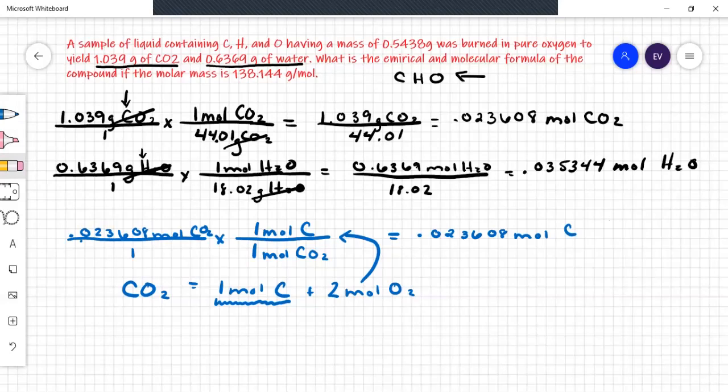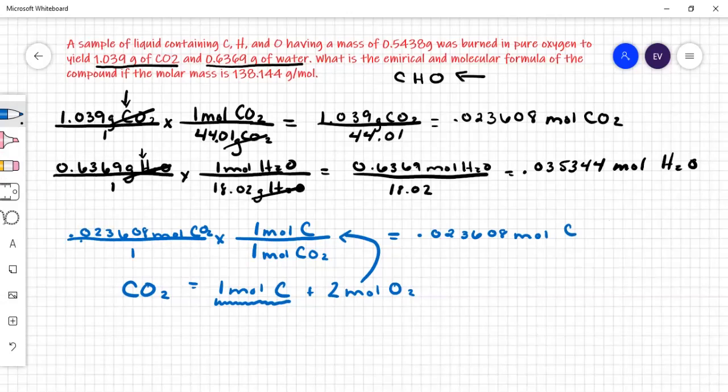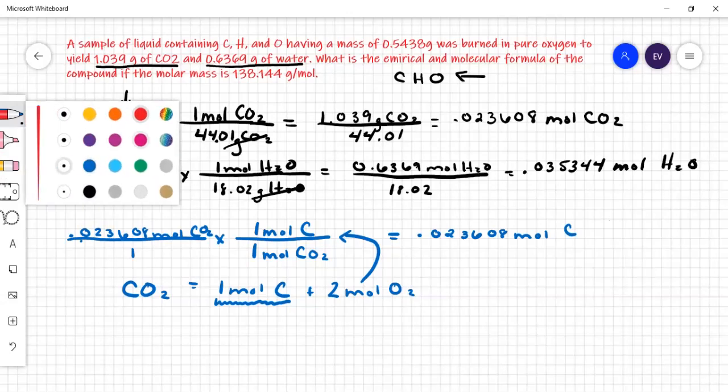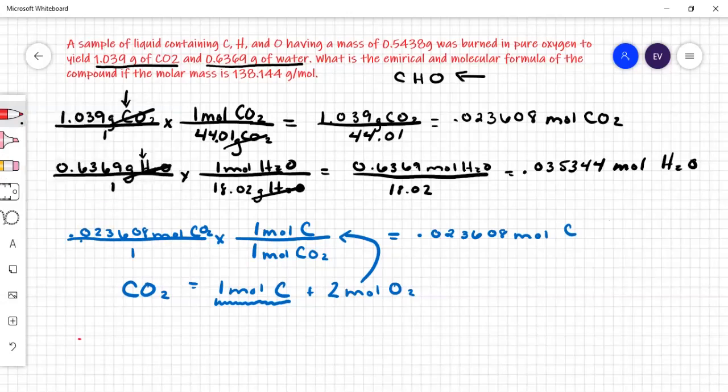Now let's do oxygen. Oxygen is going to be the same process. We'll use a different color here. Probably should have reversed those, but that's okay. Now we're looking for water, and hydrogen. Sorry, I kept saying oxygen. So we have 0.35344 moles of H2O.